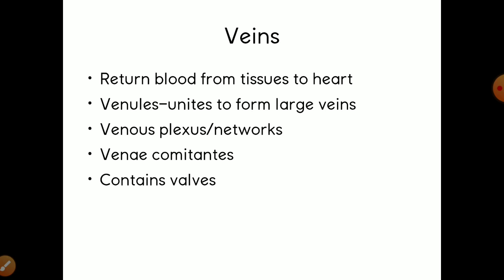The factors affecting the venous return are the pumping action of heart, the thoracic pump, and the skeletal muscle pump. The veins of the body can be discussed under the following headings: veins of head and neck, veins of the upper limb, veins of the thorax, veins of the abdomen, and veins of the lower limb.